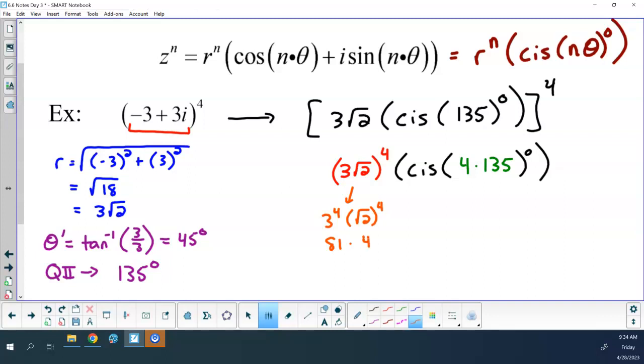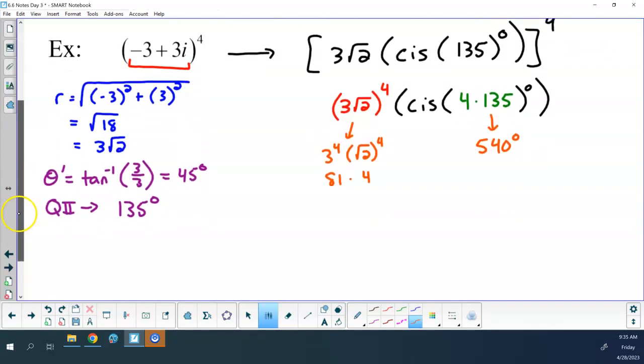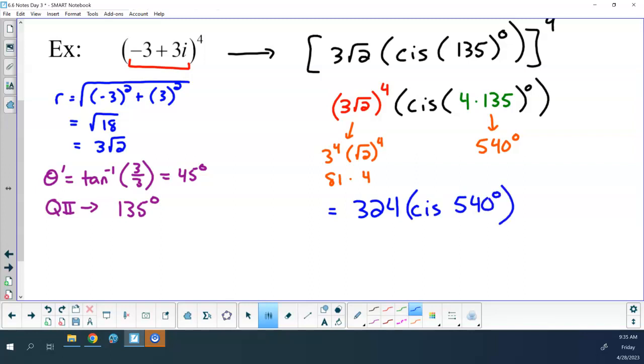Okay. 4 times 135. So this, 81 times 4. You literally all have calculators in front of you if you don't know that it's 324.